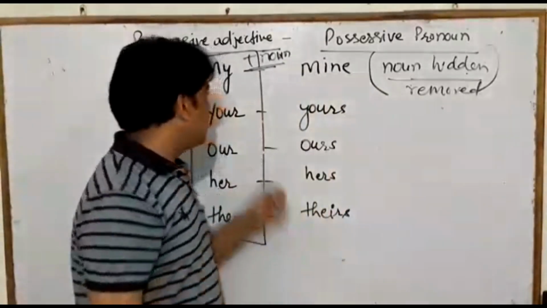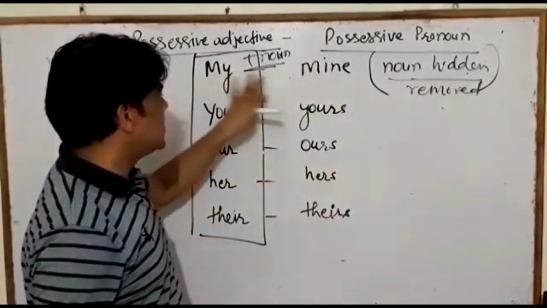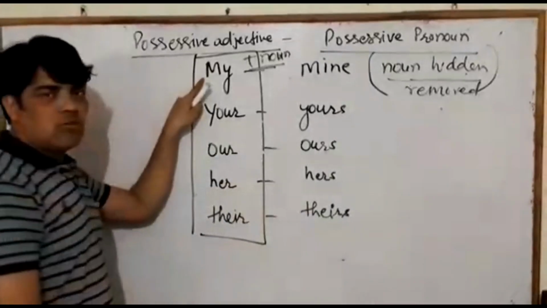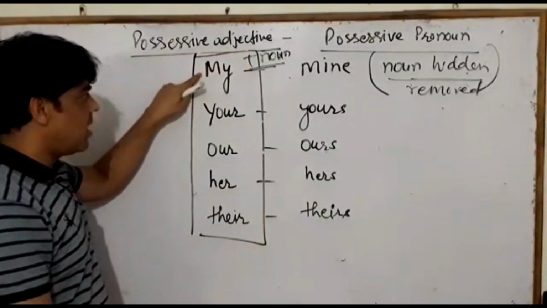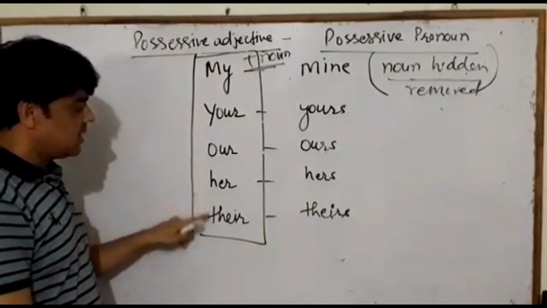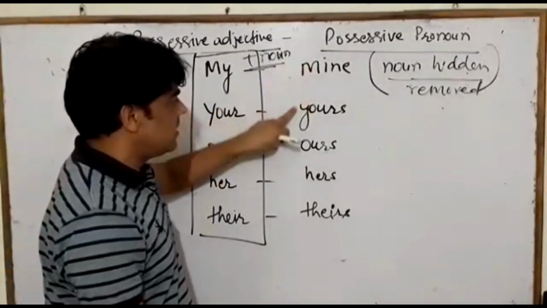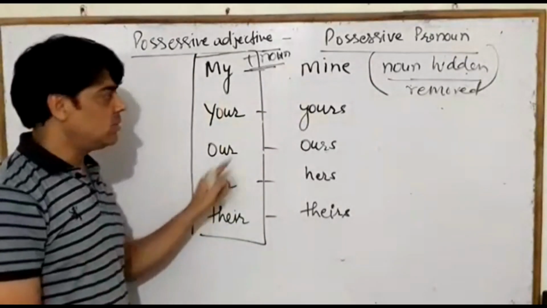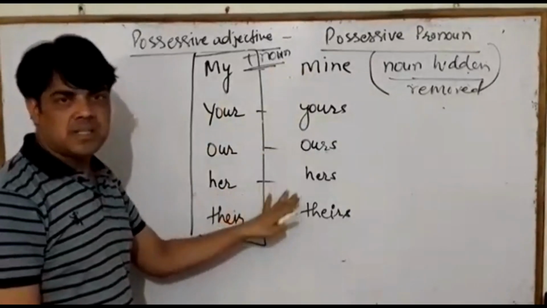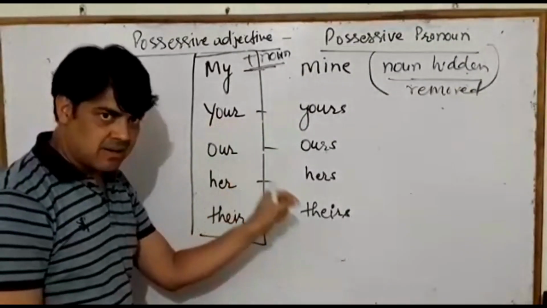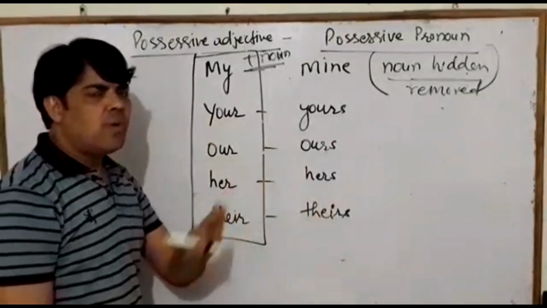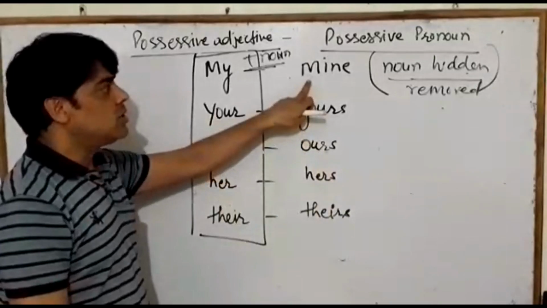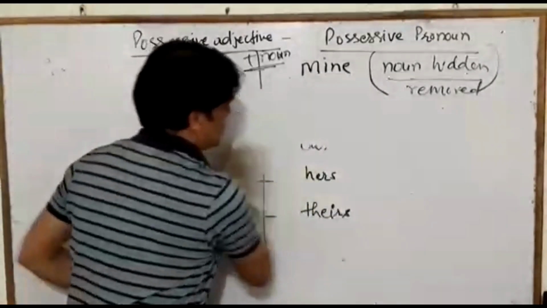I am giving an example of the difference between my and mine. You can note down first. Possessive adjectives: my, your, our, her, their. Possessive pronouns: mine, yours, ours, hers, theirs. Adjectives are always used with a noun. Pronouns have a noun, but the noun is either hidden or removed. When we don't need the noun, we have it but don't want to use it, then we use a possessive pronoun. I am giving the example.